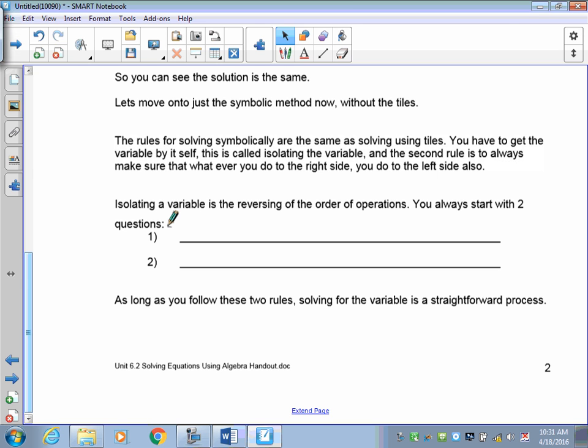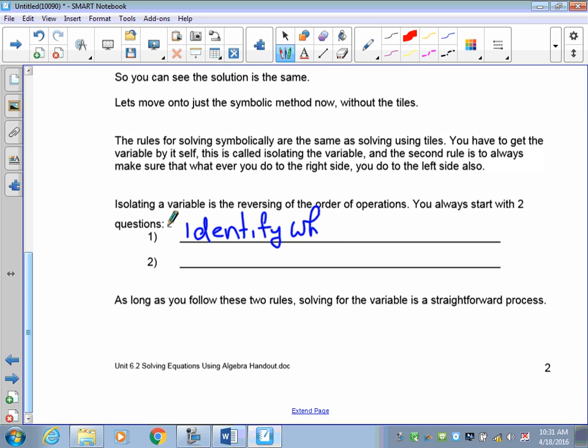All right? So there's 2 ways of looking at this. I like to think of it more holistically. What are you doing to the variable? Are you adding to it? Are you subtracting from it? Are you multiplying it by a number? Or are you dividing by a number? Those are the only 4 options you have. So you need to identify what is being done to the variable.